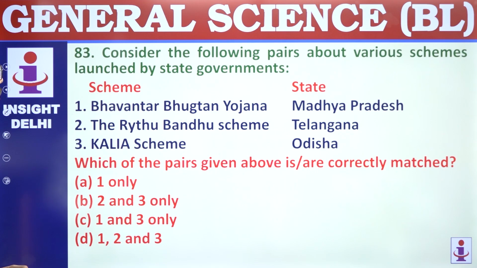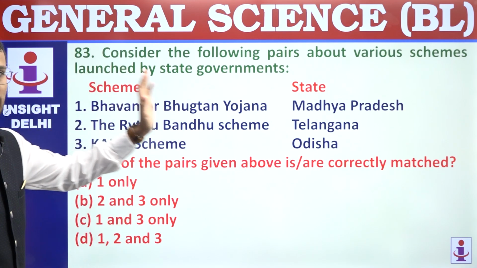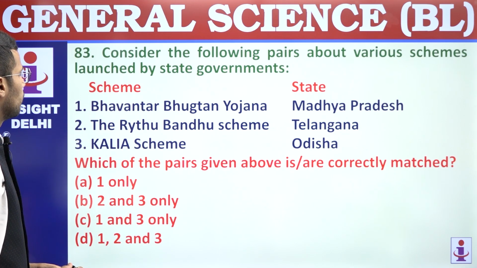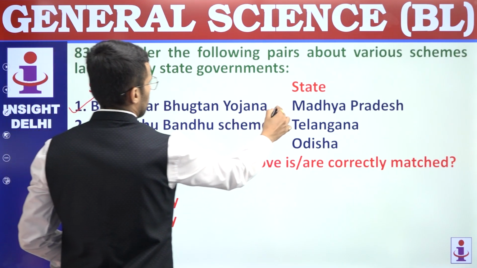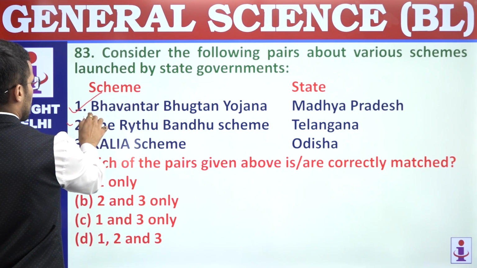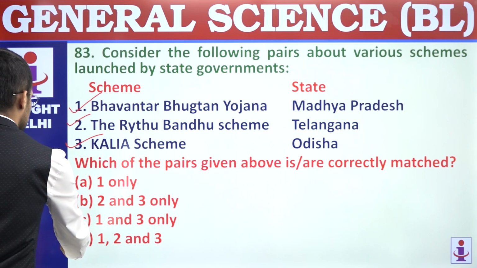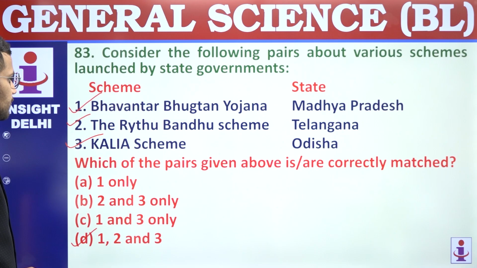83. Consider the following pairs about various schemes launched by state governments. So on one hand we have schemes and on other we have states. First, Bhavantar Bhugatan Yojana, this is launched by MP. Then Rayatu Bandhu scheme launched by Telangana, and Kalia scheme launched by Odisha. So all these are correctly matched, and hence answer is D. Question number 83, answer is D.